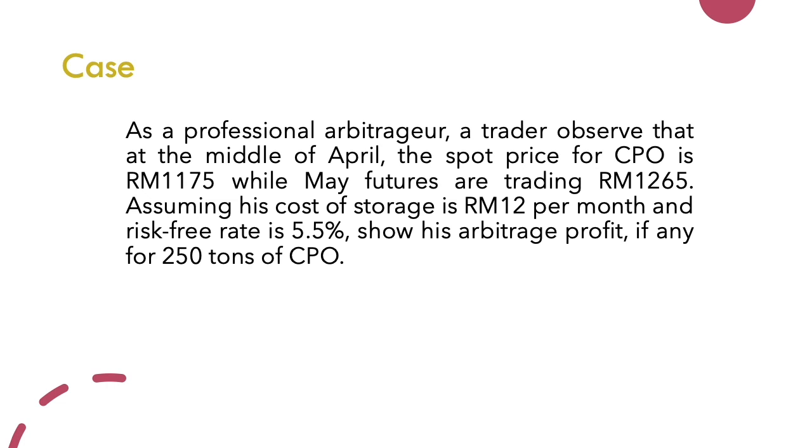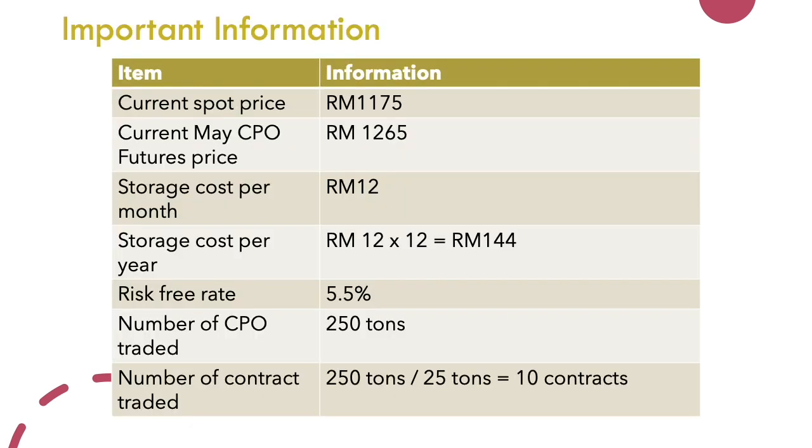Now we look at an example of the cash and carry arbitrage strategy. As a professional arbitrager, a trader observed that in the middle of April, the spot price for CPO is RM1,175, while May futures are trading at RM1,265. Assuming his cost of storage is RM12 per month and the risk-free rate is 5.5%, show his arbitrage profit, if any, for 250 tons of CPO.